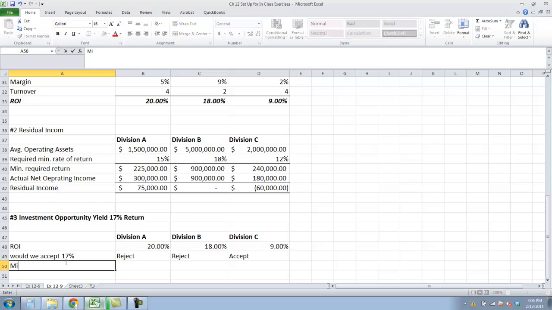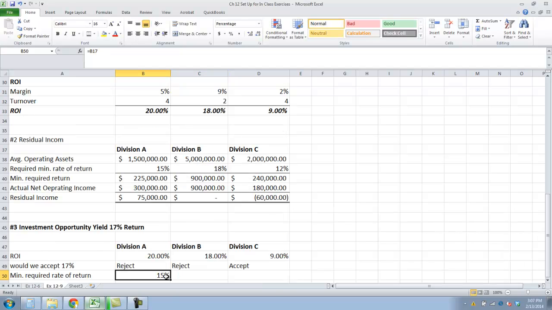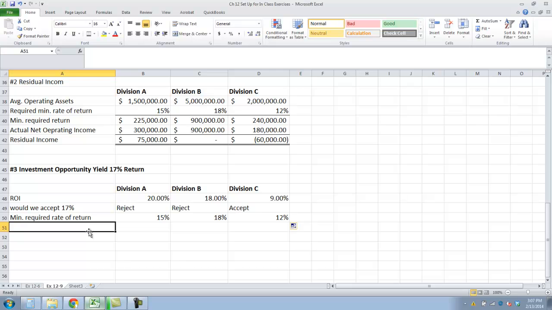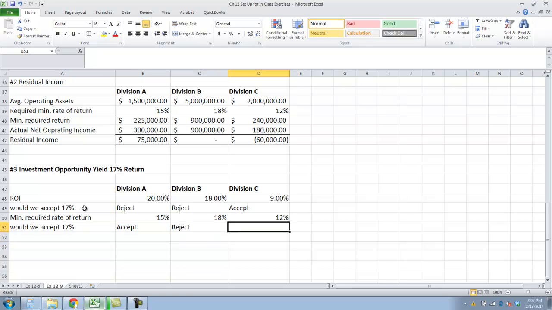Now, if we based it on minimum required rate of return, which we have up here, would we accept the 17%? Yes, because it's more than our minimum. No, reject, because 18% is higher. And accept, because 17 is more than 12%.